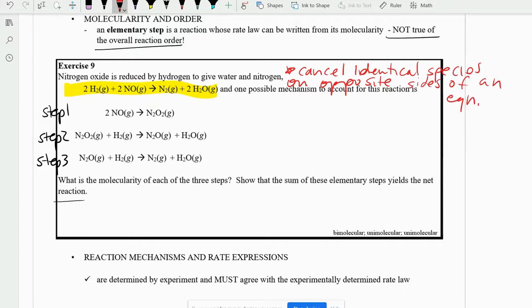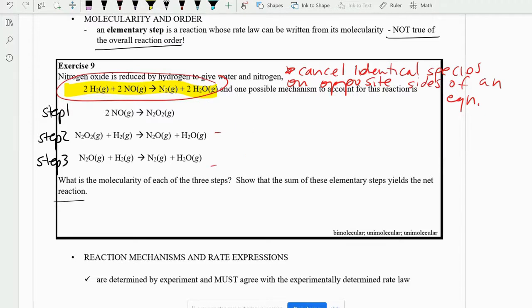Okay, so again, in these 3 steps, what we're going to do is cancel identical species that are on opposite sides of an equation. It's kind of like cross-canceling, if you will. Now, really quick, if this is our overall reaction, we have to, at the end of the day, show that these 3 steps give rise to this overall reaction.